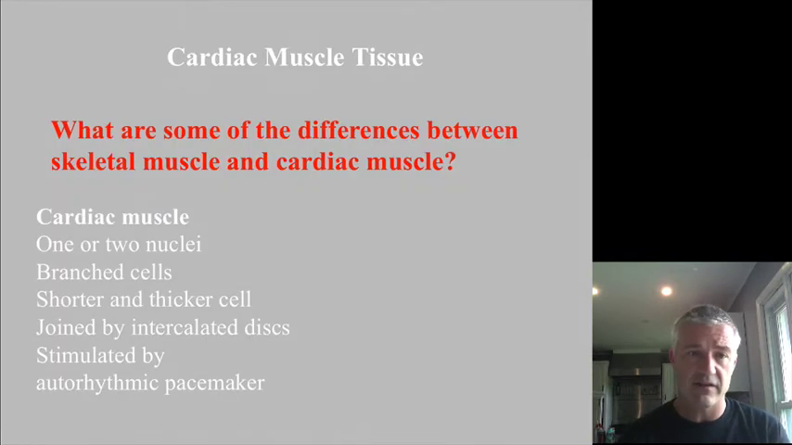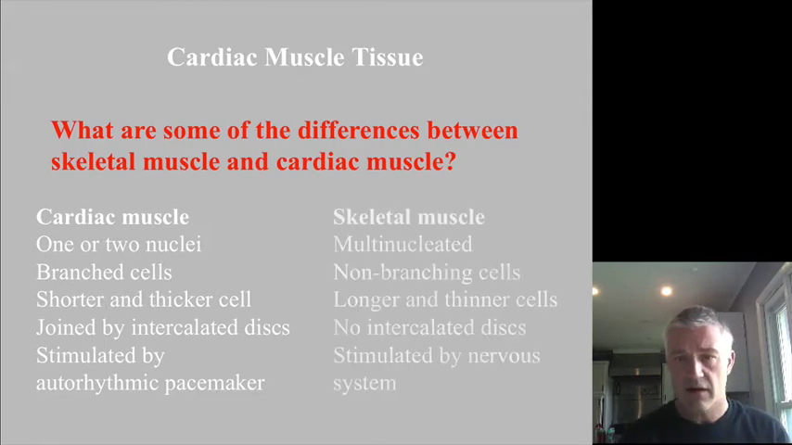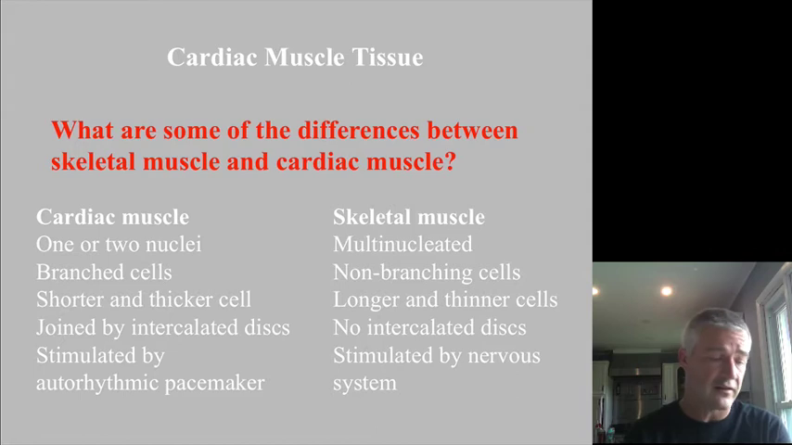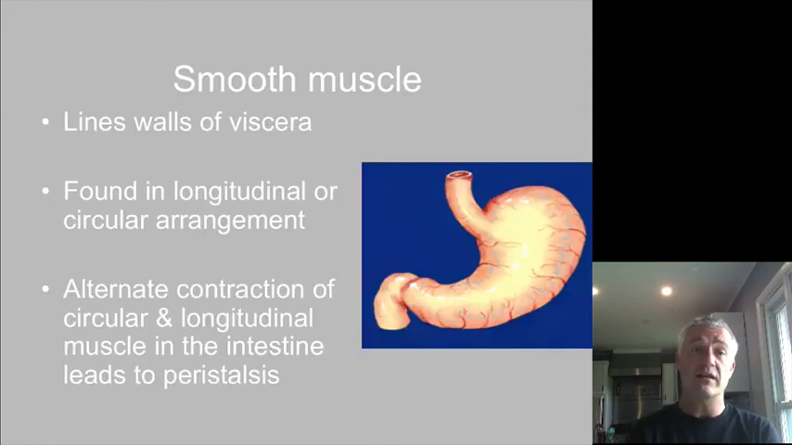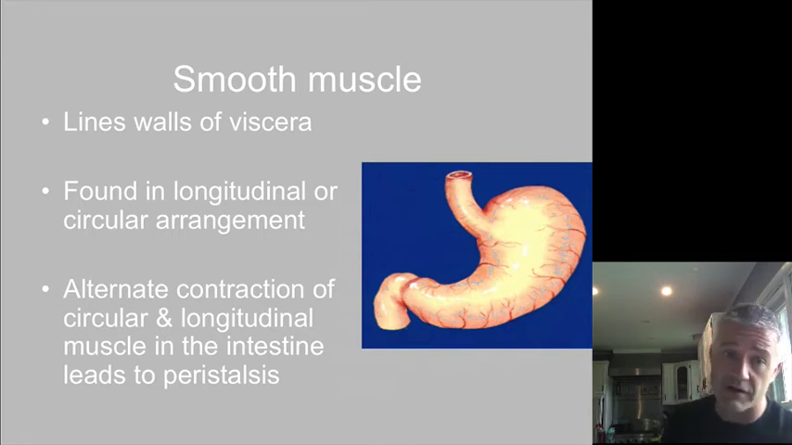So some of the differences: cardiac muscle, 1 nucleus, every once in a while 2. Branched cells, they're shorter, have intercalated discs. These cells can be autorhythmic. Skeletal muscle is multinucleated, parallel non-branching cells, much longer, cylindrical, no intercalated discs. And anytime a skeletal muscle is going to contract, it will be stimulated by the nervous system. It is not autorhythmic. Smooth muscle is what makes up the walls of a lot of our organs.